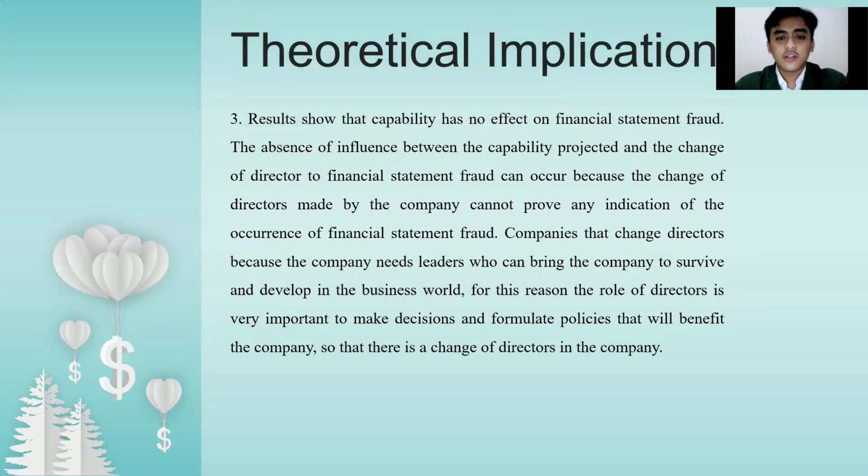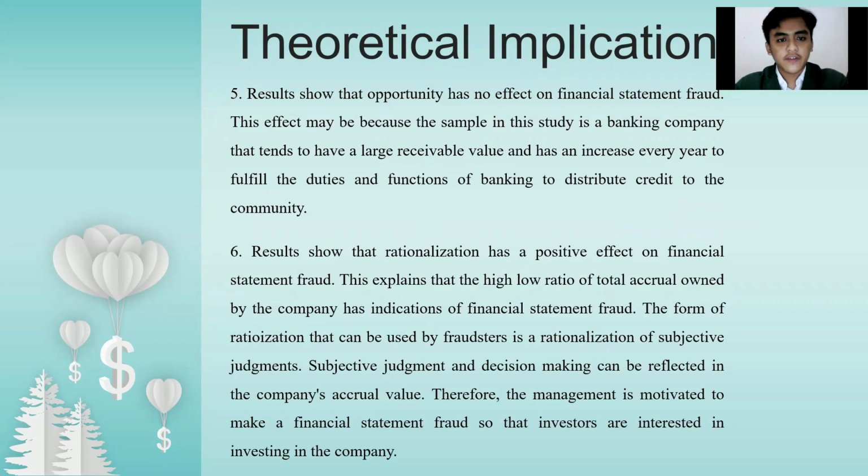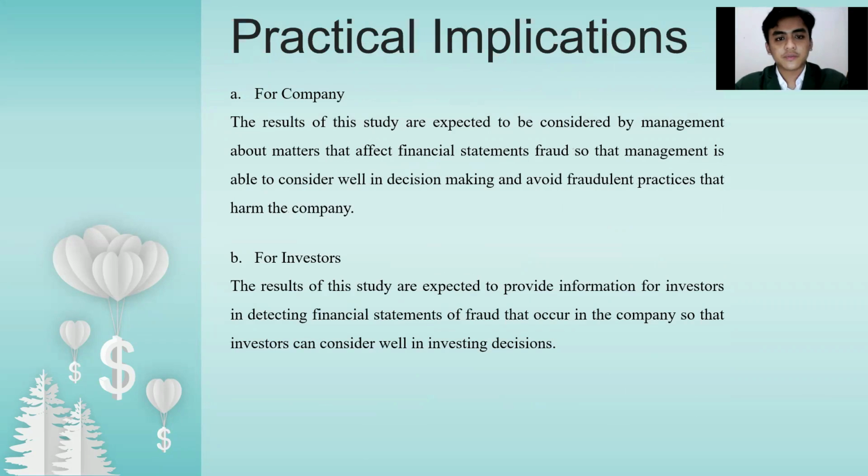3. The result shows that capability has no effect on financial statement fraud. 4. The result shows that collusion has a negative effect on financial statement fraud. 5. Opportunity has no effect on financial statement fraud. 6. Rationalization has a positive effect on financial statement fraud. 7. Ego has no effect on financial statement fraud.